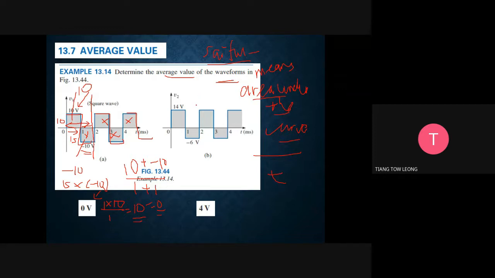So we try to see another waveform. So this is one period, repeated as a second period. So what we need to do is find the average value. So this is 14 because 1 second times 14. 1 second times -6, so this is -6. 14 plus -6 divided by 1 second plus 1 second becomes 8 divided by 2. Betul tak? Sorry, tak betul. 8 divided by 2 becomes 4. So this is the answer. Okay, average value.